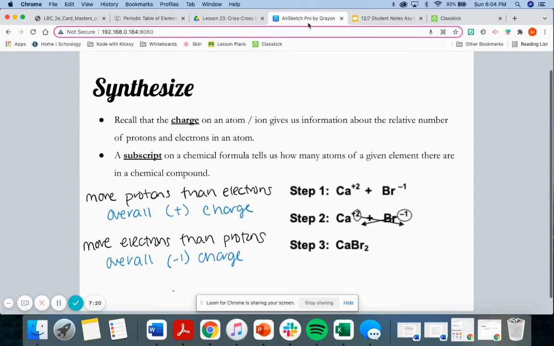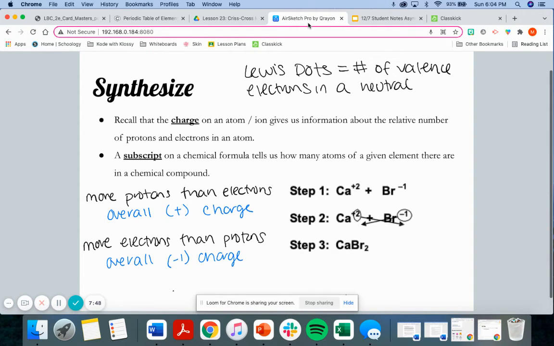The biggest mistake I've been seeing recently with students is putting the number of dots around their Lewis dot structure to be the charge value on the ion. But remember that Lewis dots actually represent the number of valence electrons in a neutral atom, which we get by counting the group numbers and skipping over the transition metals.